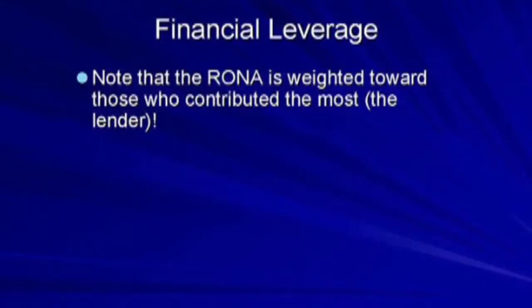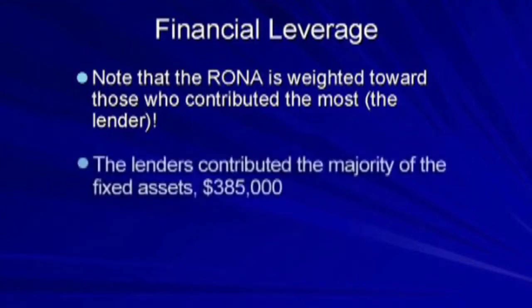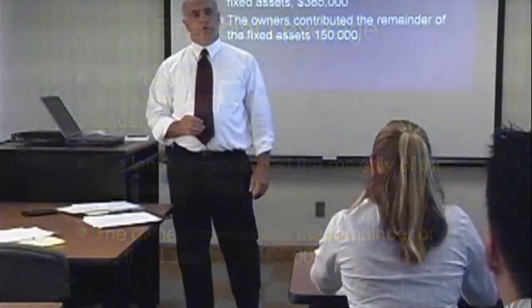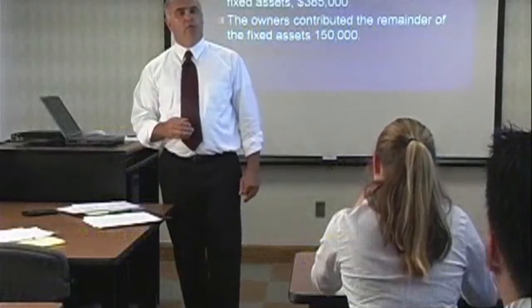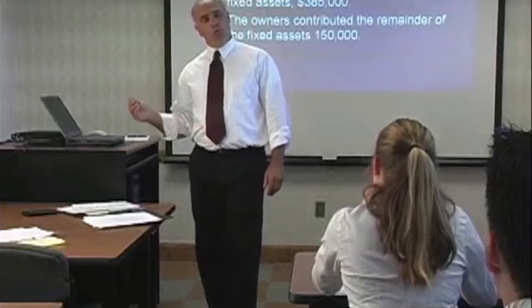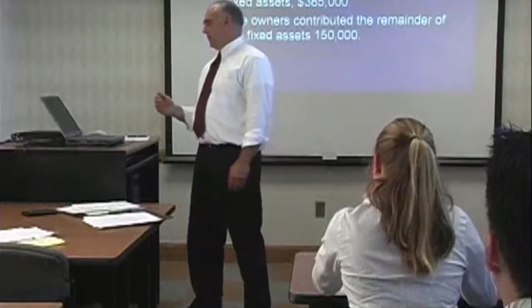And notice that it does lie in between the return to the lender, 12.3%, and the return to the owner, 45.4%. Note that the return on net asset percentage is weighted toward those who contributed the most, which is the lender. The lenders contributed the majority of the fixed assets, recall $385,000 of the $555,200, and the owners contributed the remainder of the fixed assets of $150,000. So the return on net asset percentage of 21.3% is closer to the lender's long-term interest rate of 12.3 than it is to the owner's 45.4 return.